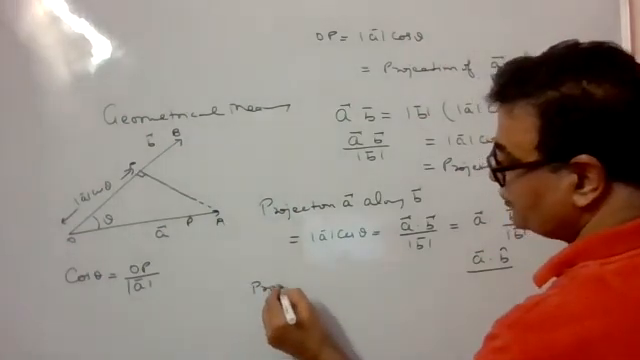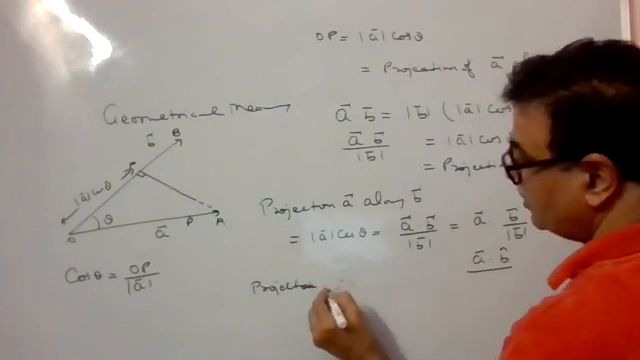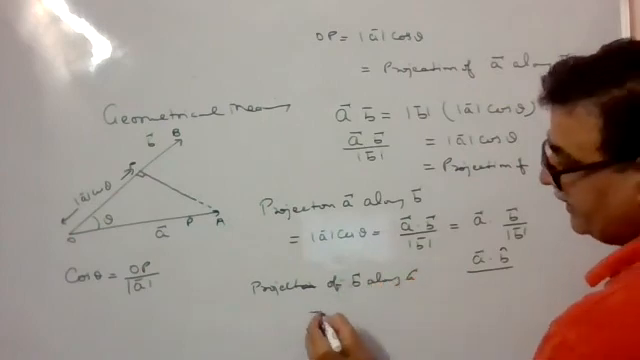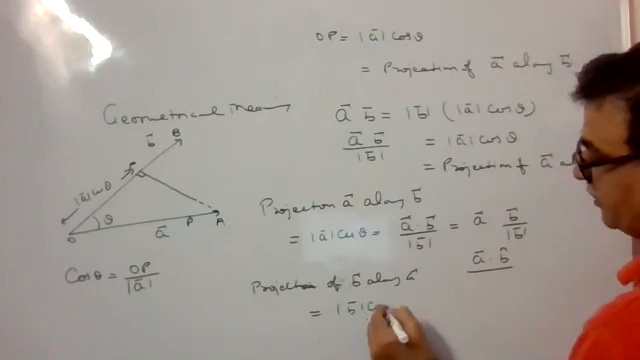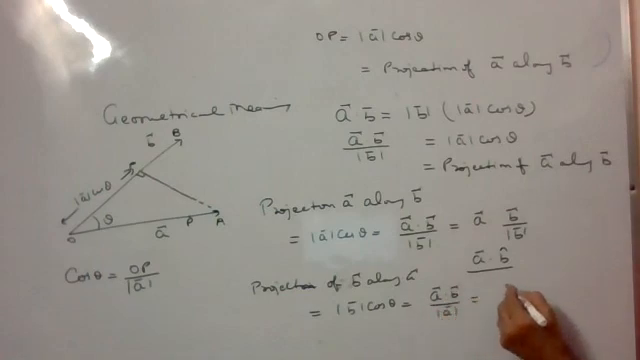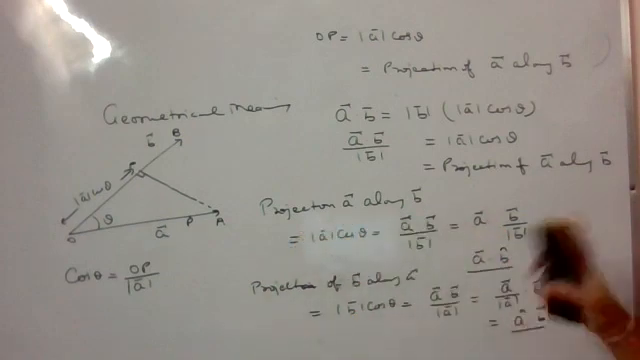Same way, if I say the projection of B along A, then it will come out to be what? This is B cos theta. What is the formula here? It will be A dot B by magnitude of A, or you can write this as A by magnitude A into B. This is A cap dot B. This is the projection of B along A. So B along A is this, and A along B will be this.